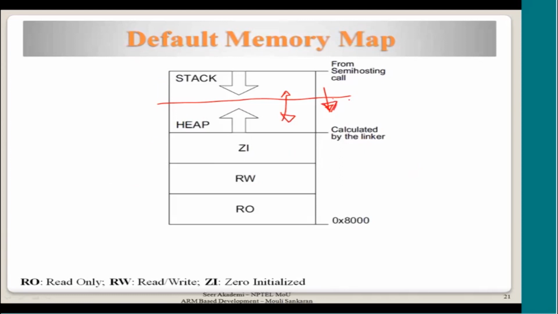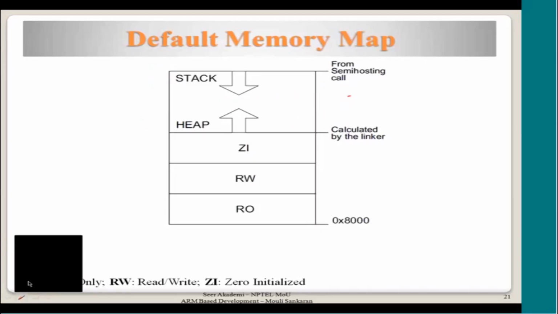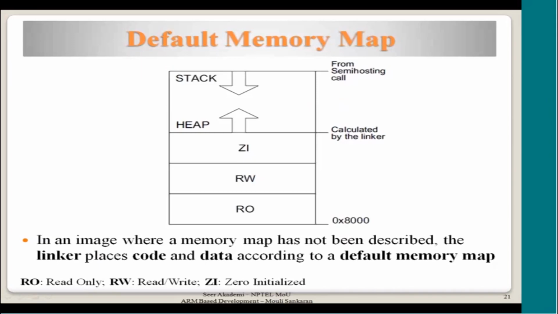So profiling should be done before the choice of stack size and heap size is made, so that during runtime, at any cost, they will not overlap with each other. It should not overwrite each other. If an image's memory map has not been described, the linker places the code and data in this order. The linker decides this sequence.